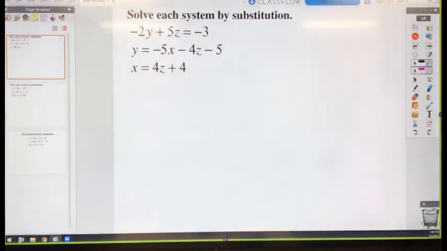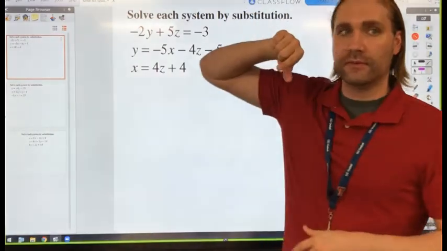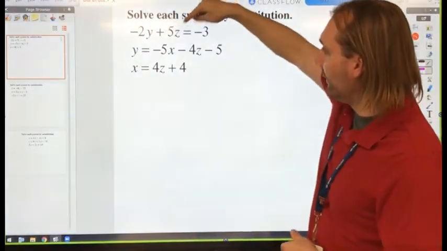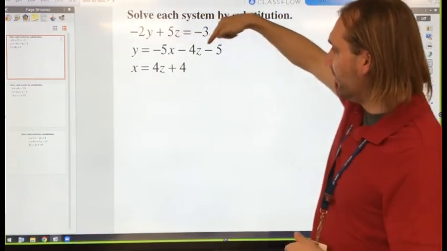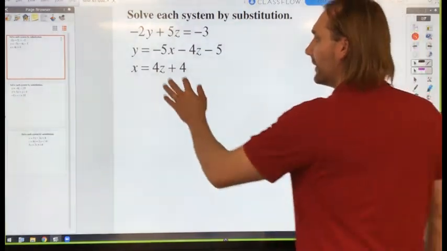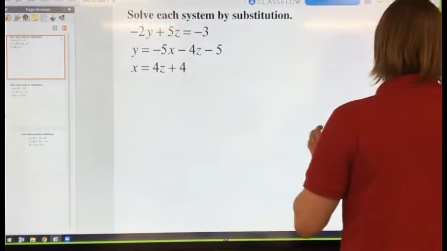One good strategy is to look for an equation that has just 2 variables. Well, first looks pretty good, right? I have a y and a z. Second one, y, x, and z, so that's no good. And the third one, x equals a z. I think I might want to pick the one with the x, the variable equal.